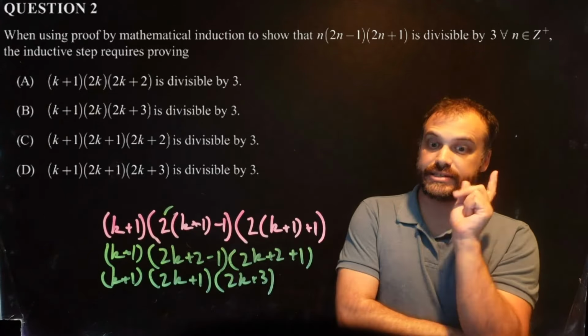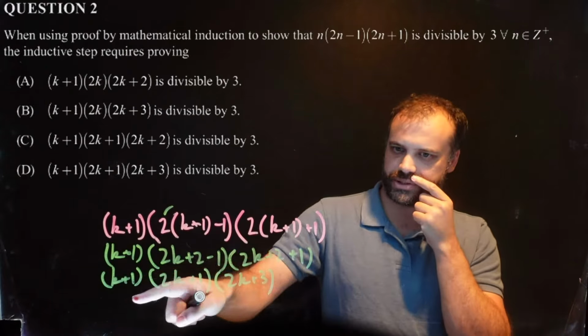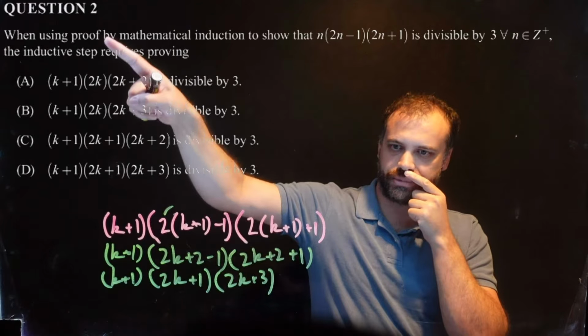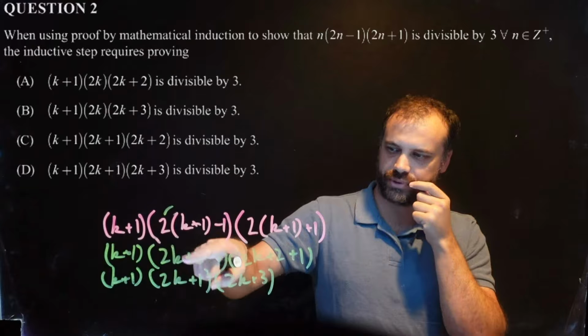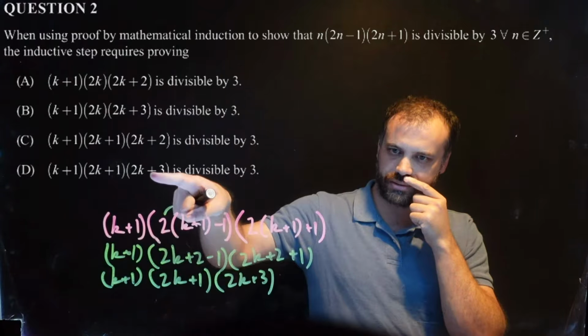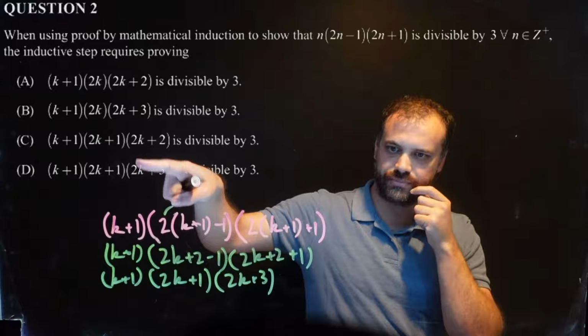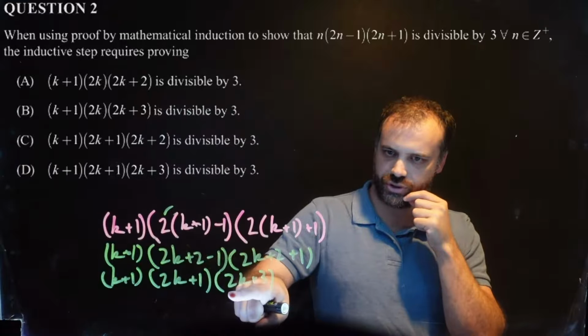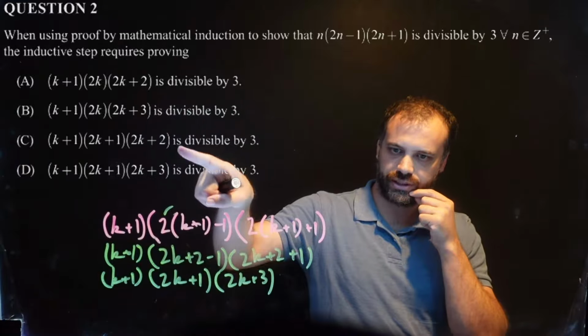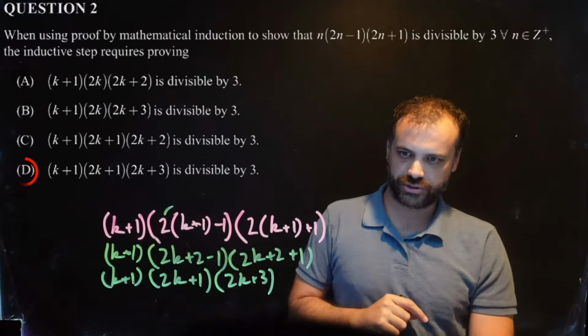All right, is that in my solutions? So I've got a k plus 1. All right, so all of them have a k plus 1, so I'm happy with that. Then I've got a 2k plus 1. I'm down to C and B. And then I've got a 2k plus 3. Looks like D is going to be my solution.